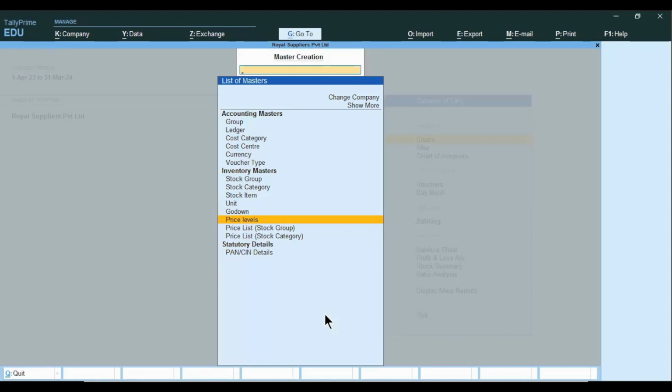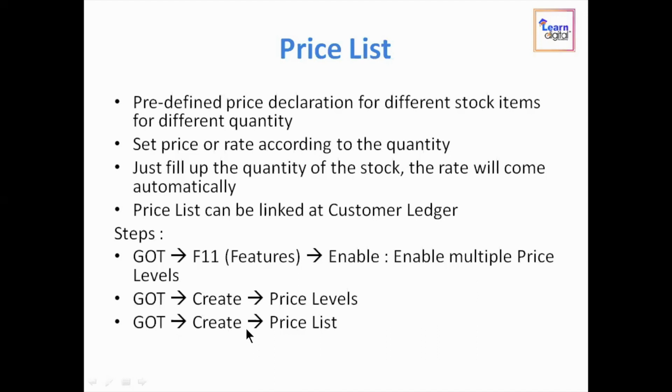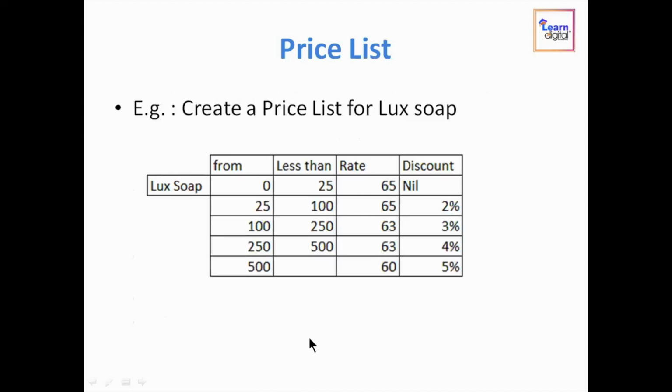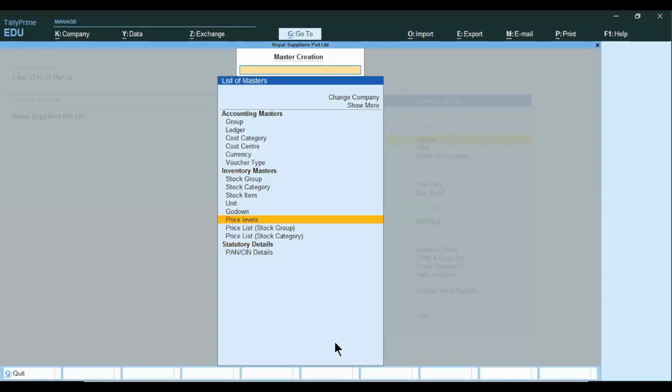Okay. Now the next part is create price list. Let's create a price list. Again, in the create, we have price list. So whether you are creating a price list group wise or category wise, select the option as per your company requirement. So I'm creating it group wise.